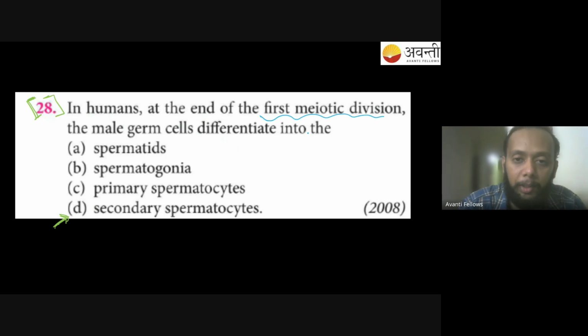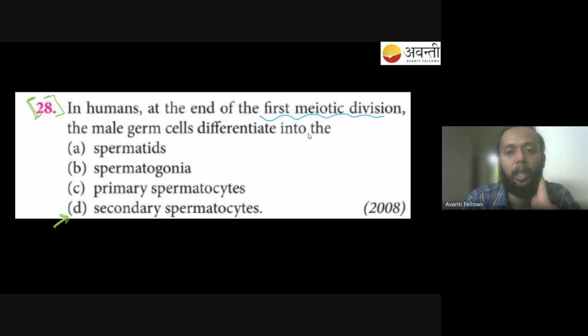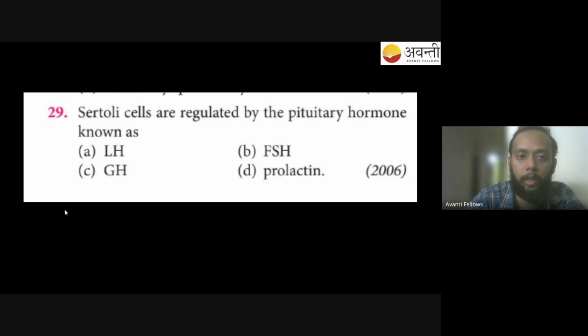The first meiotic division happens with whom? Spermatogonia or primary spermatocyte? Primary spermatocyte, right? So when this first meiotic division of the primary spermatocyte happens, what will we get over there? Secondary spermatocytes. So that is why option D becomes the correct answer. You need to understand the question, then you have to answer it. You cannot jump on the question directly.